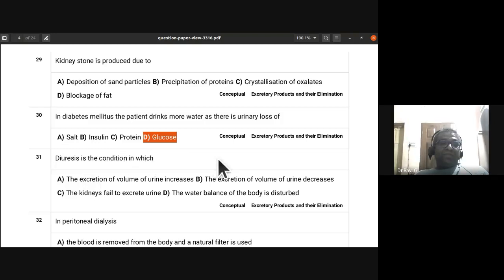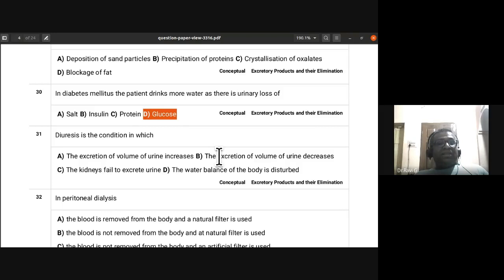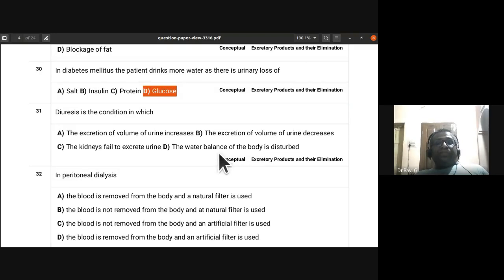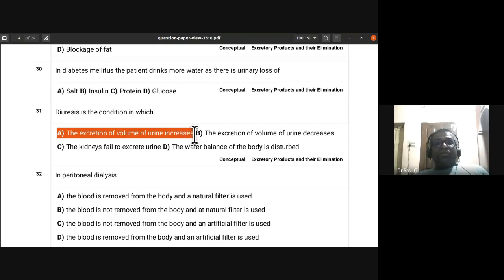Diuresis is the condition in which the excretion of volume of urine increases. Options: the excretion of volume of urine decreases, the kidneys fail to excrete urine, or the water balance of the body is disturbed. So 31st, A is the correct answer.